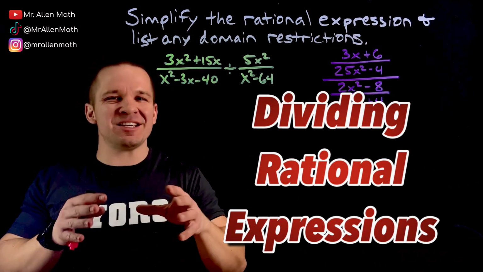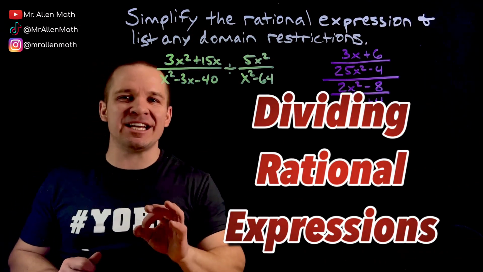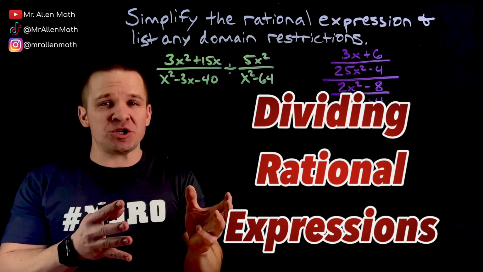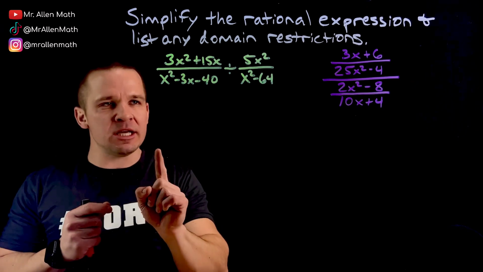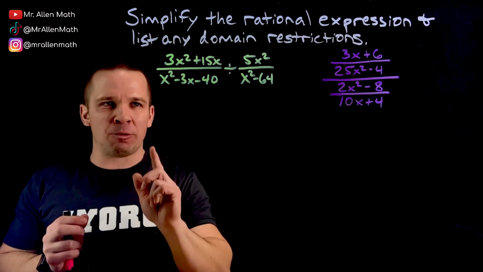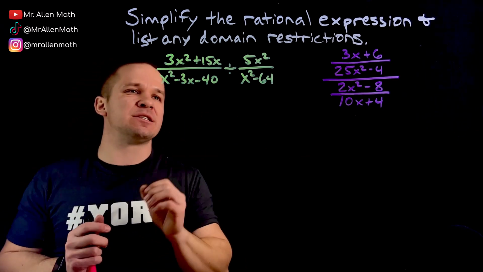We're about to simplify these rational expressions, and we're going to list any domain restrictions. Now, with division, I can rewrite it as a multiplication problem, which is super nice, but there is a key difference in our domain restrictions, so we're going to want to look out for that. Let's do it.